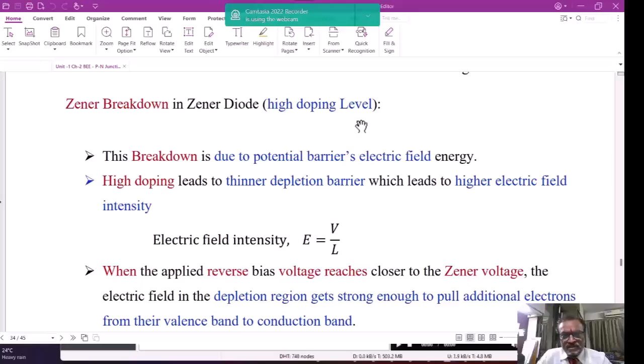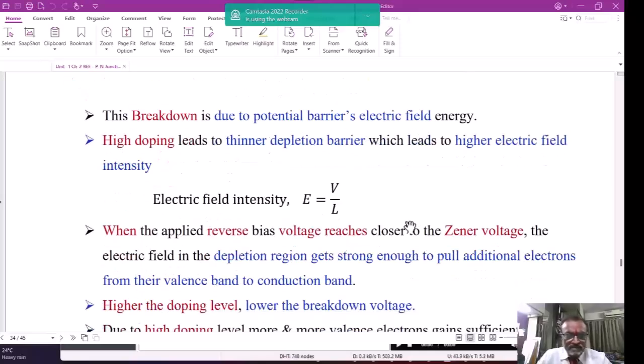This breakdown, Zener breakdown, is normally due to the potential barrier's electrical field energy. High doping leads to a thinner depletion barrier, which leads to higher electric field intensity as shown by the formula E equals V by L. So larger the doping level, smaller will be the depletion region.